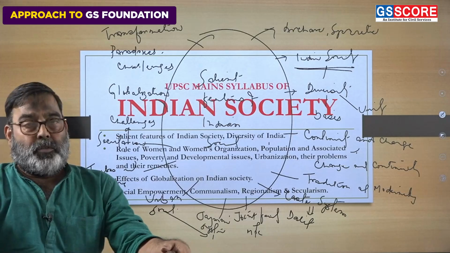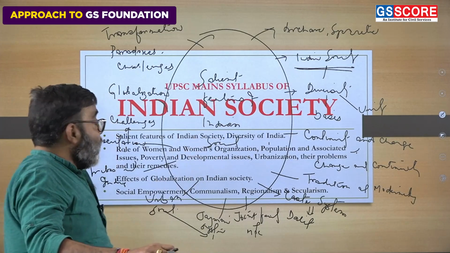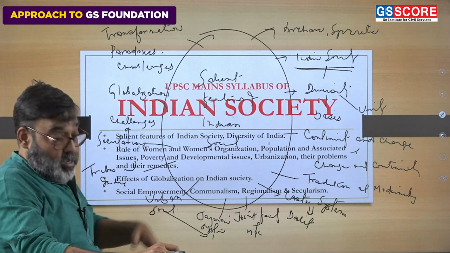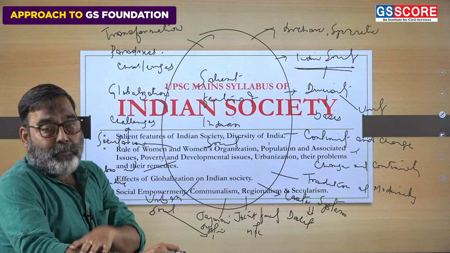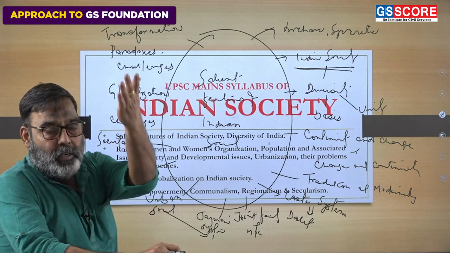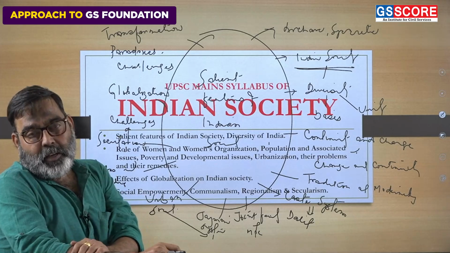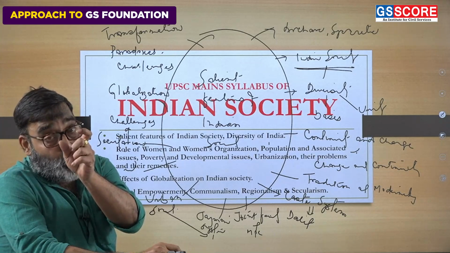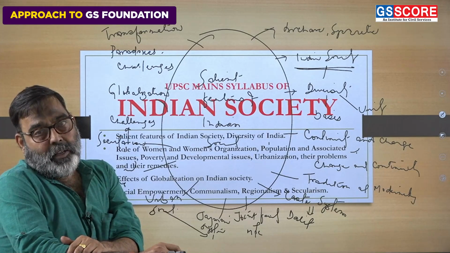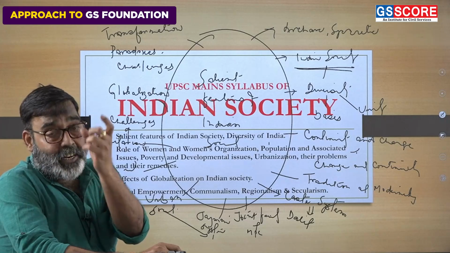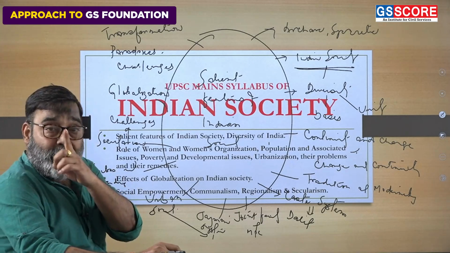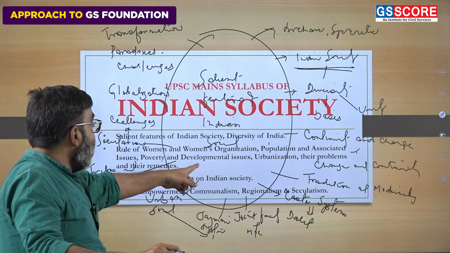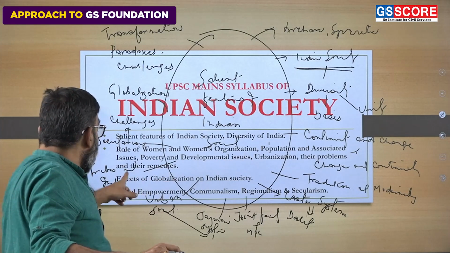Open up the dimensions. And then population-associated issues. Questions are coming, conceptual dimensions are coming. I am not picking them up because that will be too lengthy. Certain conceptual questions are coming here, related to the declining birth rate and death rate, fertility. So you need to understand where I am heading. Then poverty and development issues, urbanization, their problems and remedies.